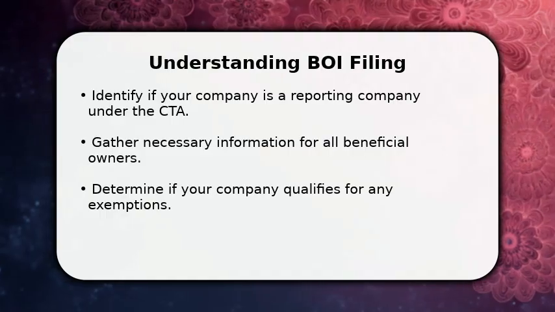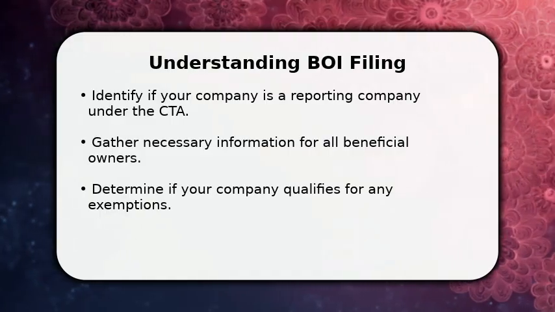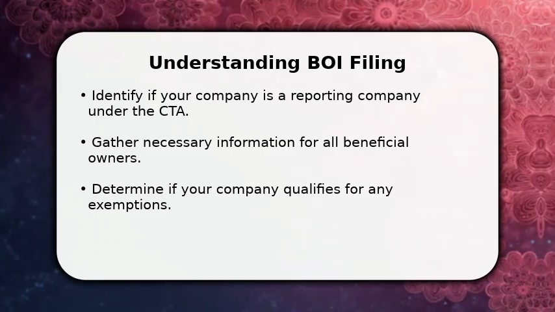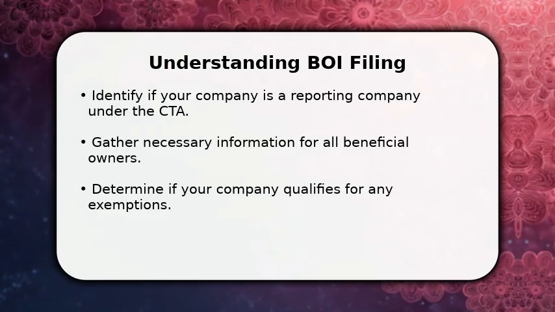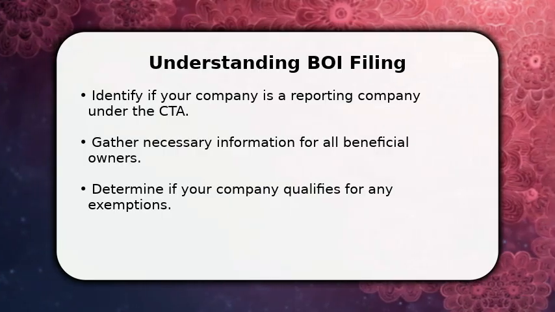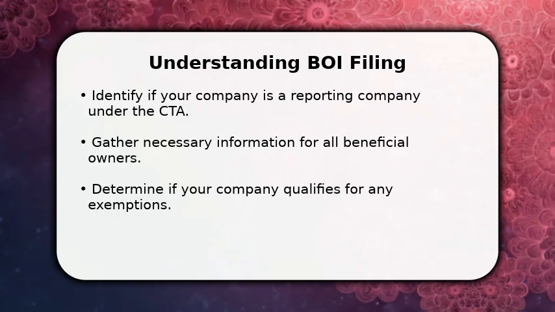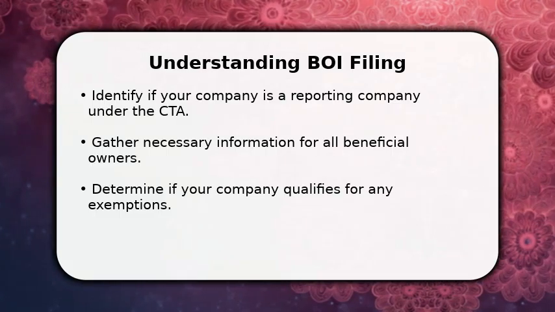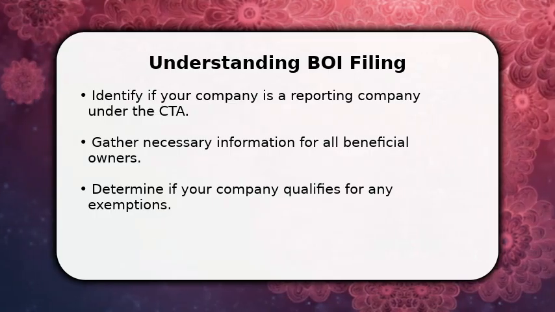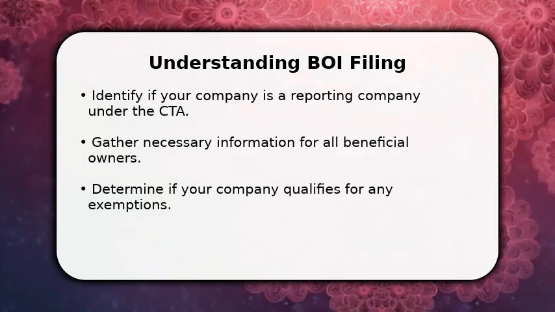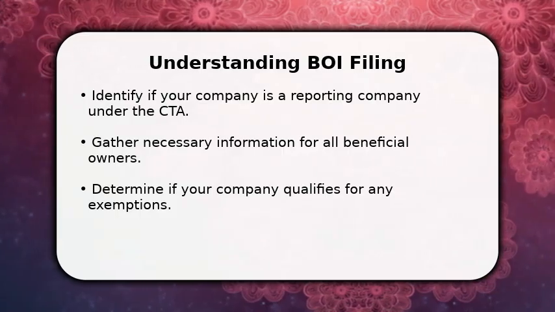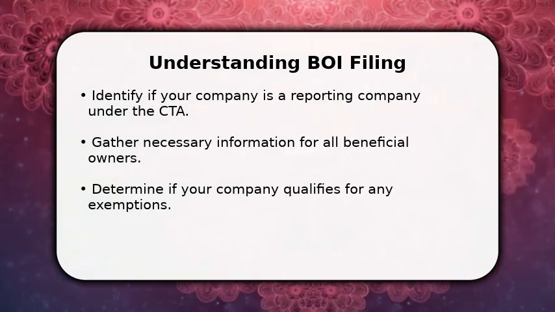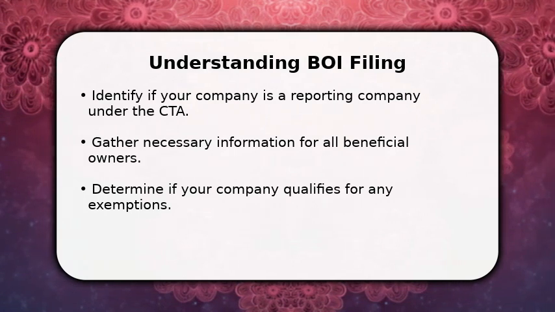In this video, I will explain how to file your beneficial ownership information for your incorporated business. First, you need to confirm if your company is a reporting company under the Corporate Transparency Act. Next, gather all required details for each beneficial owner, including their full legal name, date of birth, and residential address. Finally, check if your company meets any of the 23 specific exemptions to avoid unnecessary filing. This initial step is crucial for compliance.